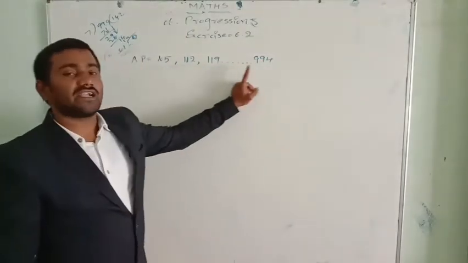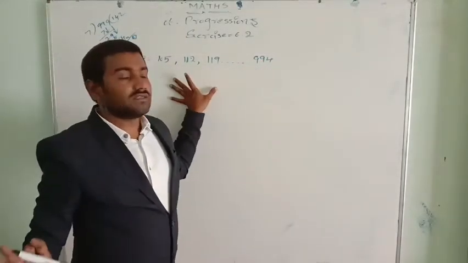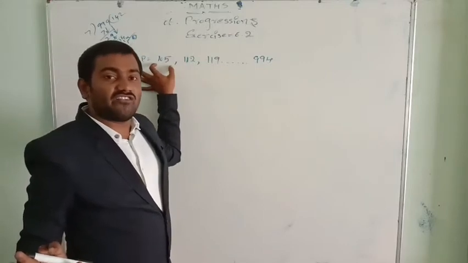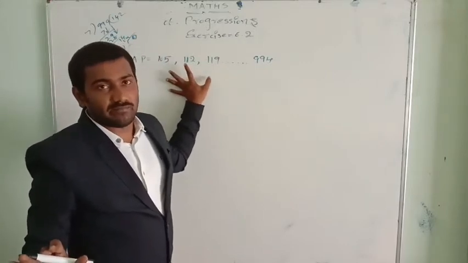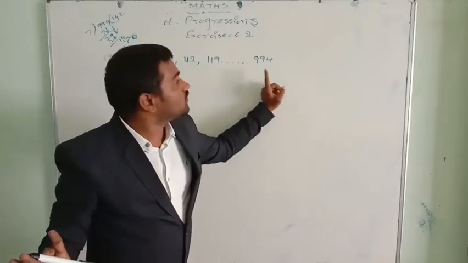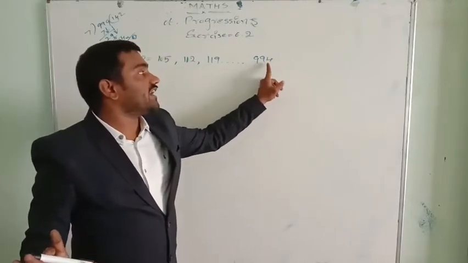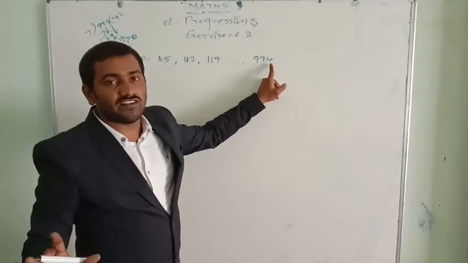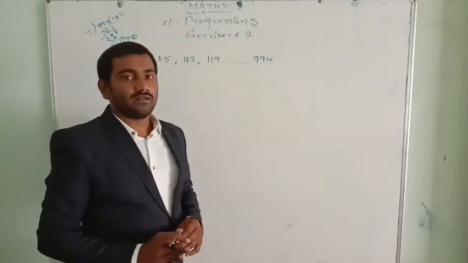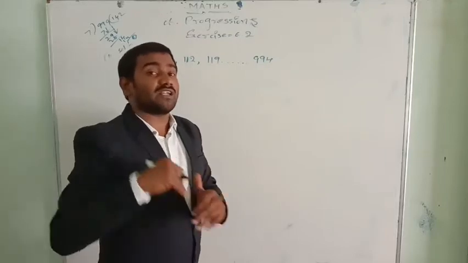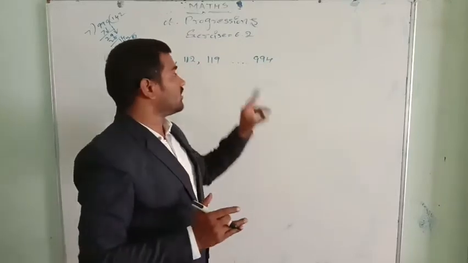So these 3-digit numbers are divisible by 7. The first 3-digit number 105 is divisible by 7. Next 112 is divisible by 7. Plus 7 and plus 7, go on like that. 994 is divisible by 7. Again plus 7, you get a 4-digit number. That may be divisible by 7, but that is a 4-digit number. We need only 3-digit numbers.